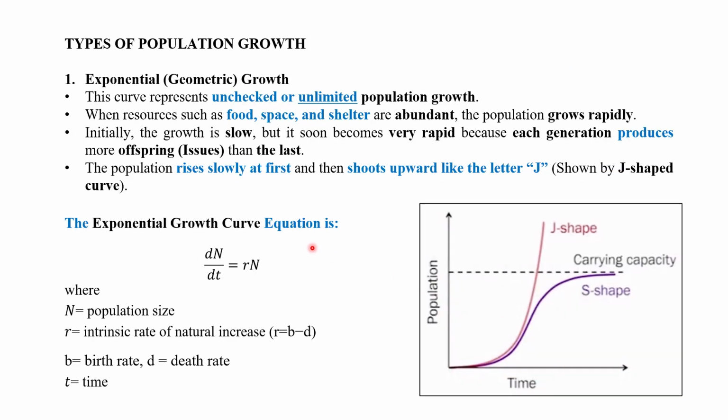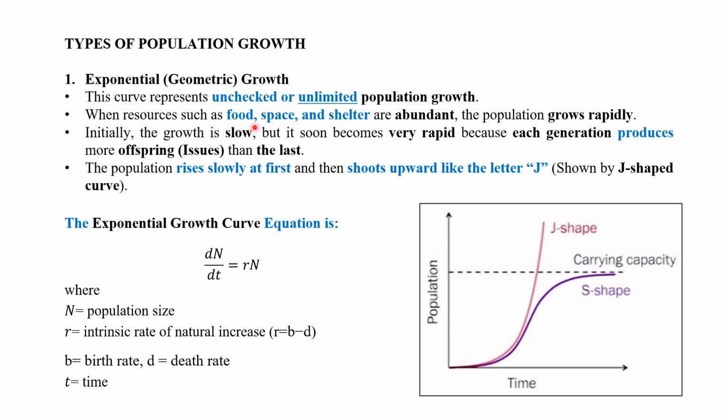So what are the different types of population growth? The first one is exponential growth or geometric growth. Whenever we draw a graph between population and time, we get a curve pertaining to exponential growth. And this curve, the J-shaped curve, represents unchecked or unlimited population growth.